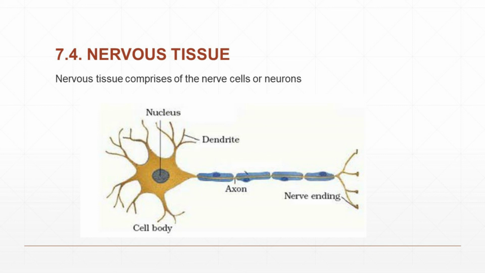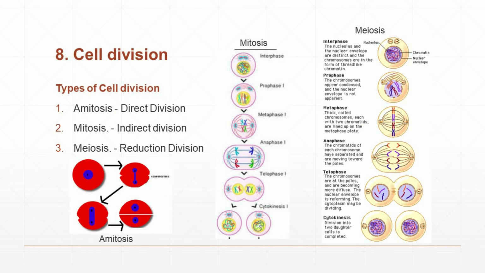The last part is cell division. All cells reproduce by division, and division of cells into daughter cells is called cell division. There are three types of cell division that occur in animal cells. One is amitosis or direct division. Second one is mitosis or indirect division. The third one is meiosis or reduction division. First one, amitosis division. You refer the diagram, then you can understand.